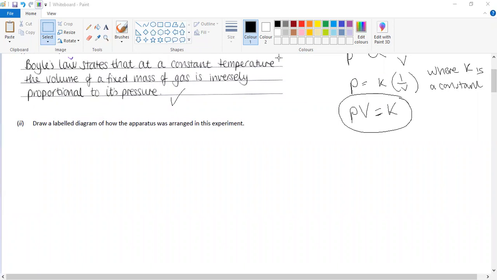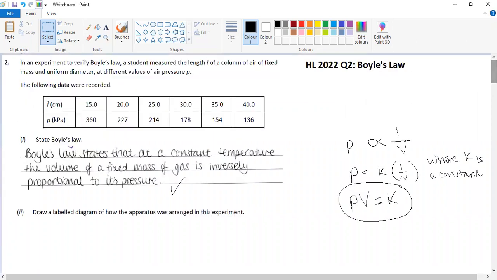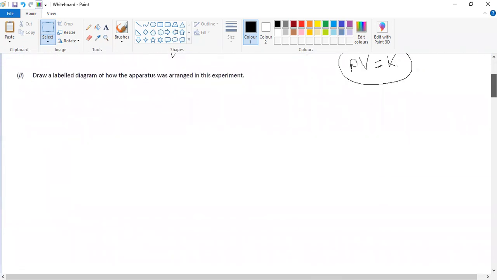Your question told you that you measured the length of a column of air for a fixed mass of gas with uniform diameter. You took different values of air pressure, right? So you automatically know you're going to have something measuring length and you're going to have something measuring pressure, and those are going to be an important part of your diagram, okay?